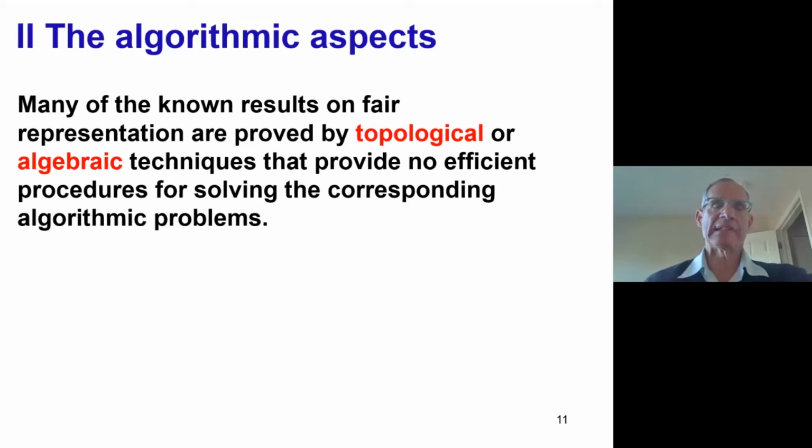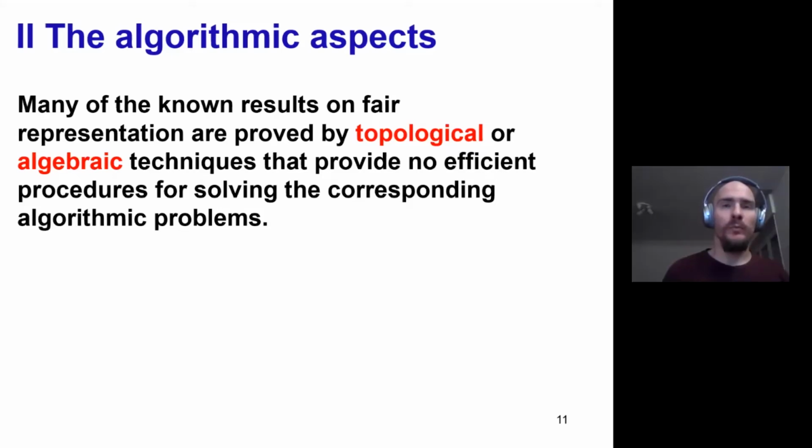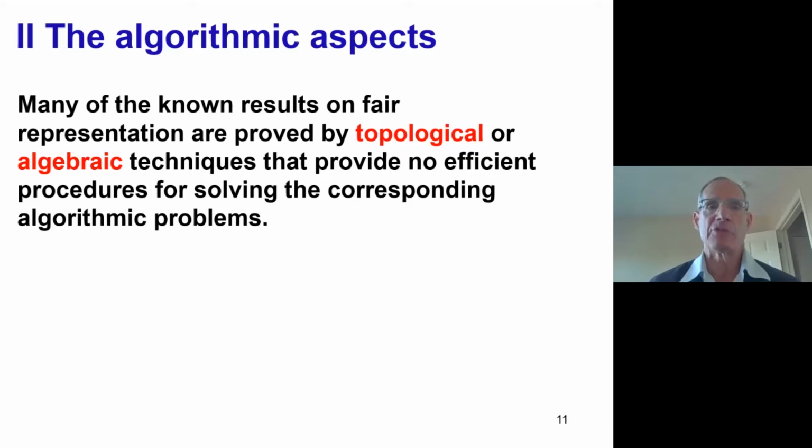Okay, so something about the algorithmic aspects. What I wrote here is that many of the known results on fair representation, and as I said, there are many others that I didn't mention here, but this is a representative collection, are proved either by topological or by algebraic techniques, and those are not constructive. So they provide no efficient procedure for solving the corresponding algorithmic problem.